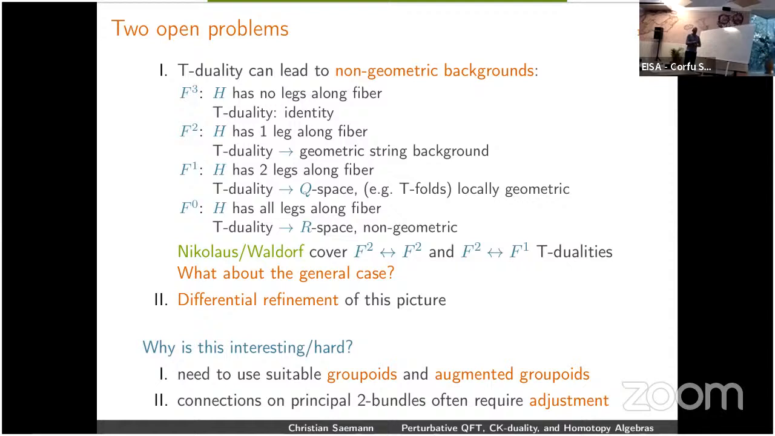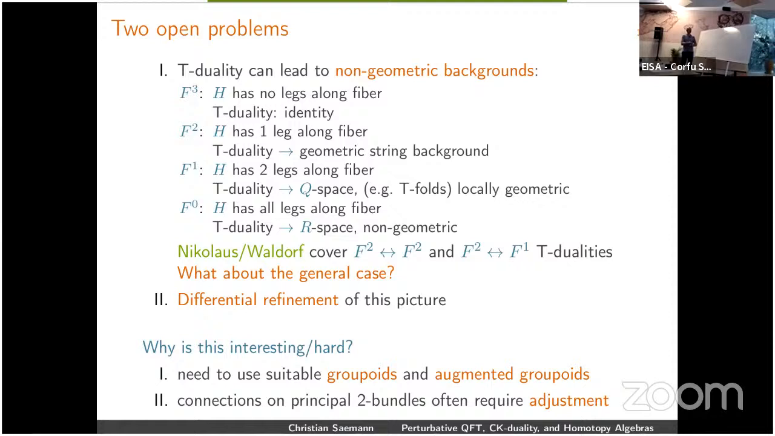So why is this interesting or hard? Well, first of all, this requires going from principal two-bundles to higher groupoids and augmented groupoids. Don't be scared. I mean, these constructions are incredibly straightforward if you just look at them from the right perspective. And they were focusing, not too much, but they were focusing on these principal two-bundles, and you can't get further with this. And even the F1 case can be fully covered using just two-bundles.